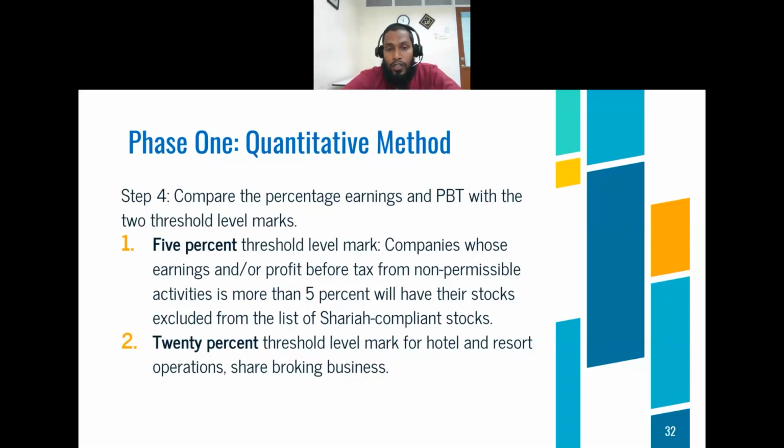The 20% threshold is for hotel and resort operations. These are doubtful incomes, income from hotel businesses, because most of the hotels are not fully Sharia compliant. Sometimes they serve alcohol, sometimes they have disco. So all these hotel, resort, and even conventional share broking businesses are doubtful income. If a company has income of this type, it shouldn't be more than 20%. Both their profit before tax as well as their total revenue should not be more than 20%. If it is more than 20%, it will be excluded from the list.